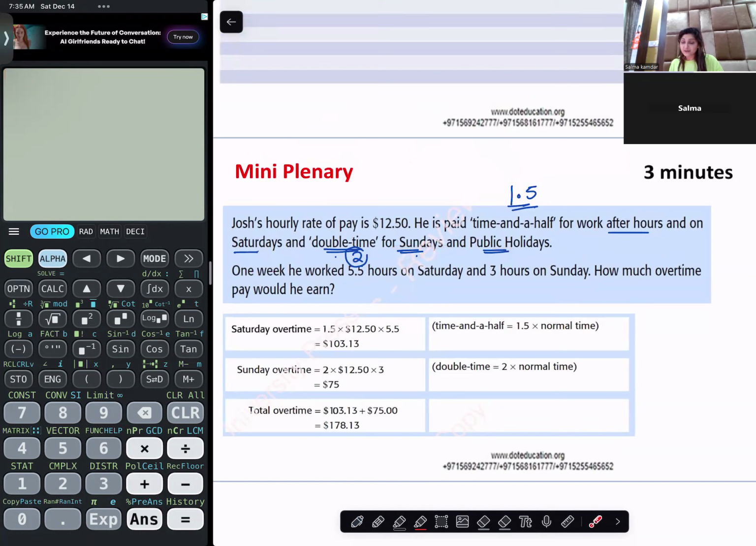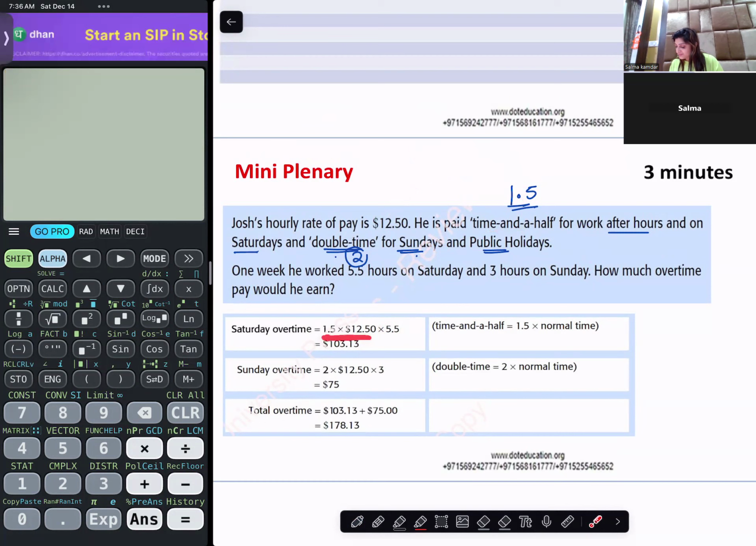One week, he worked around 5.5 hours on Saturday and 3 hours on Sunday. How much overtime would he earn? So on Saturday, he's worked 5.5 hours, and he's going to receive time and a half of his basic pay. So 1.5 times his basic pay, that is 12.50.